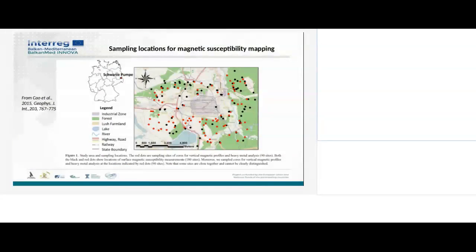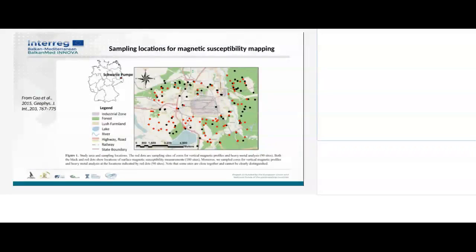On the next slide, I have shown the sampling locations for doing magnetic susceptibility mapping. This is the first step in any magnetometric study. In this specific case, which we discuss here, volume-specific magnetic susceptibility was measured at 180 locations of topsoils. These measurements were done using a Bartington surface loop sensor.